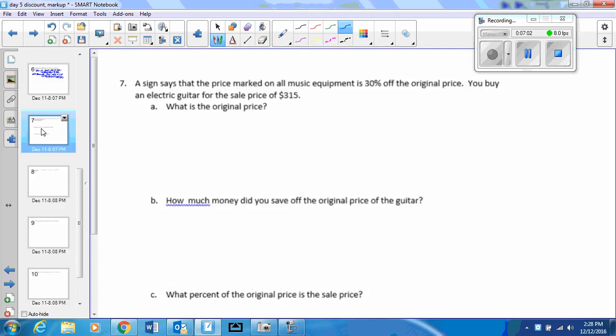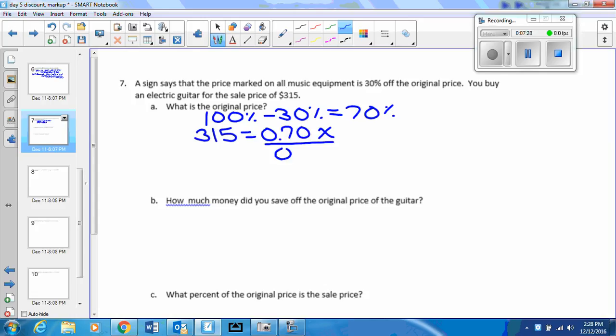A sign says the price marked on all music equipment is 30% off the original price. You buy an electric guitar for a sale price of $315. What was the original price? So 30% off means you have to pay for 70% of the original price. So you get the equation, 315 equals 70 hundredths times X. Divide by 70 hundredths. Use my calculator to divide it out. I get the original price is $450.